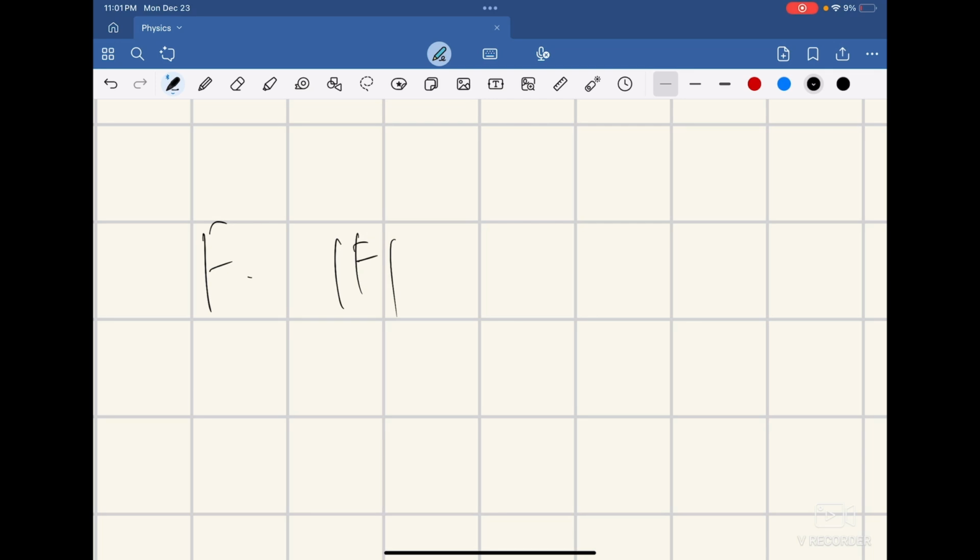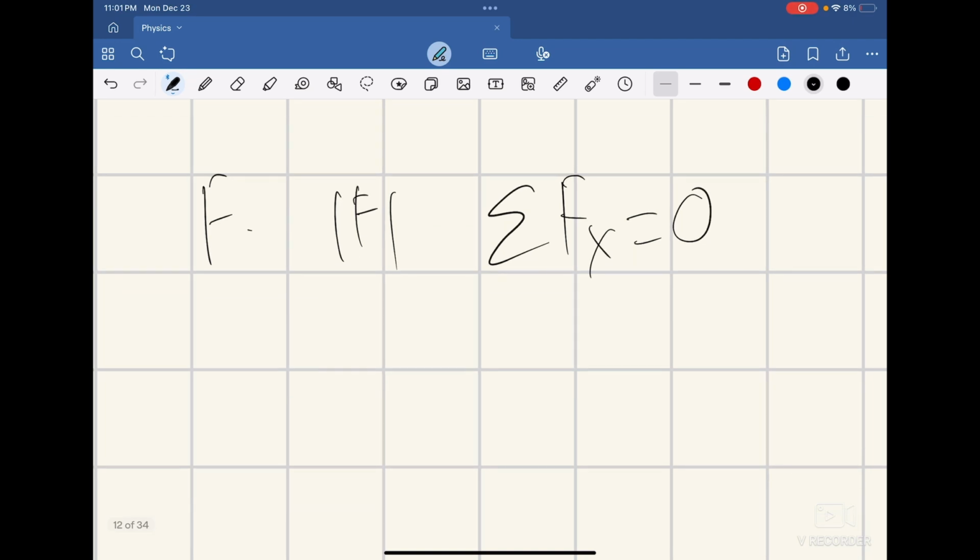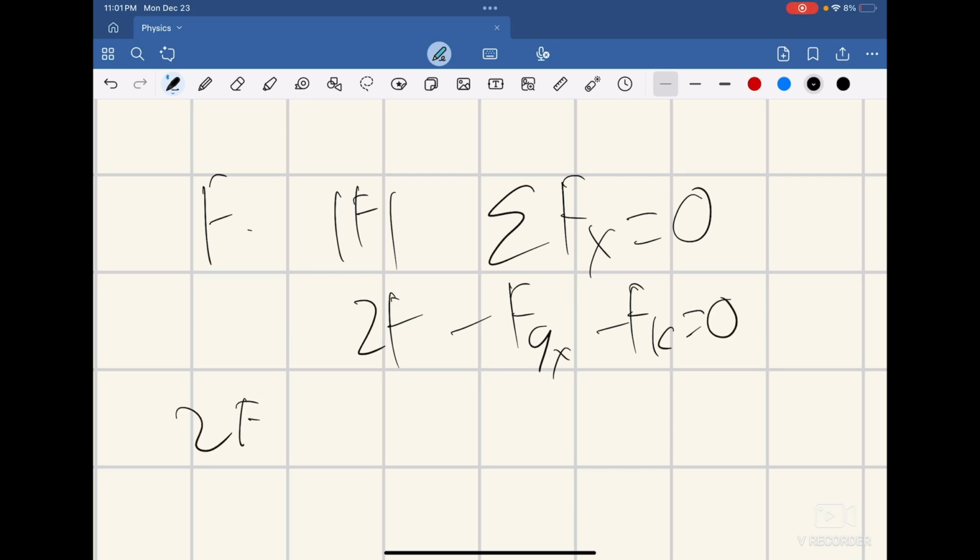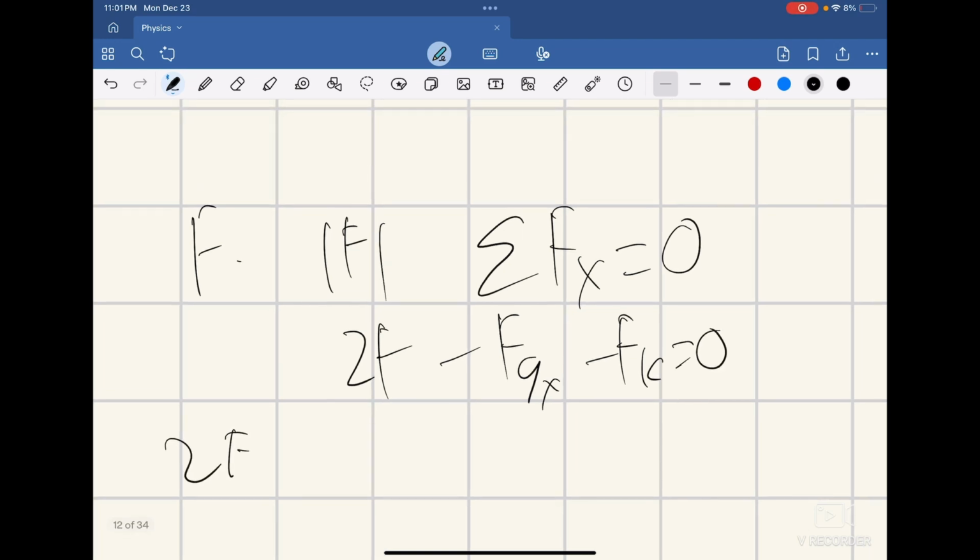And what we know about this question is that the sum of forces in x is equal to 0, because it says it's in equilibrium, right? And what do we know about F? It is given by 2F minus F_gx minus F_k is equal to 0. However, here we're basically doing the same thing as the problem earlier.